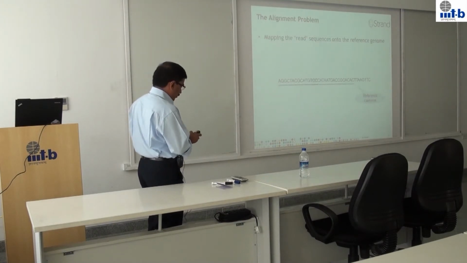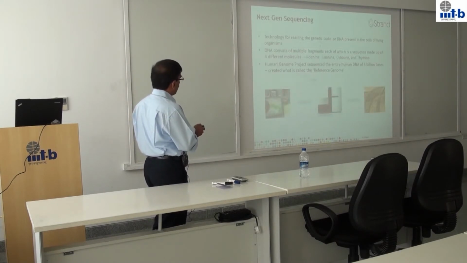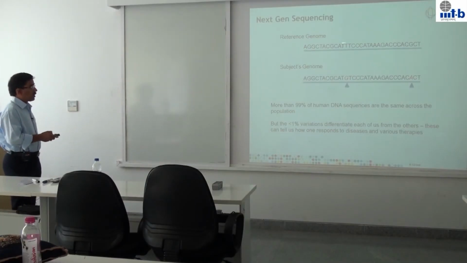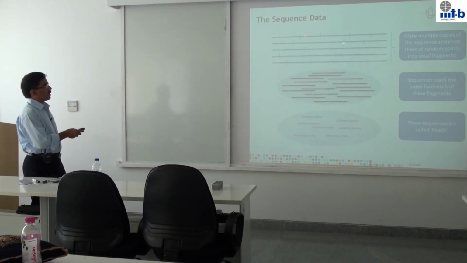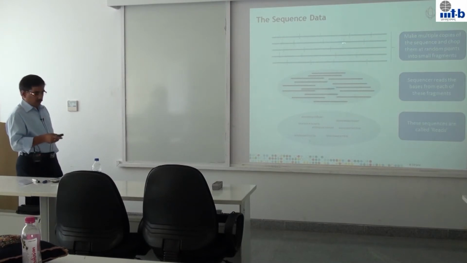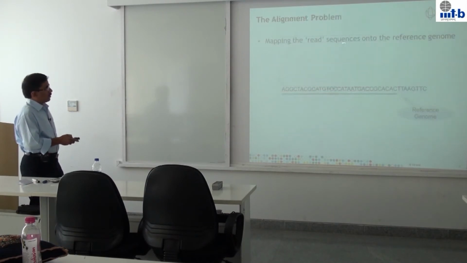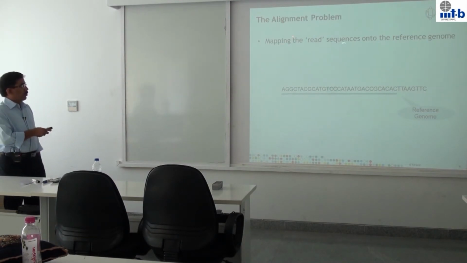Now the problem is we don't have the complete sequence. Instead, we get multiple small fragments read from different parts of the genome. What we also do not know is where each came from. So the alignment problem is all about finding out from where it came in the reference. If you take this as the reference, we need to map these read sequences that we got from the NGS sequencers and find out from where they came.